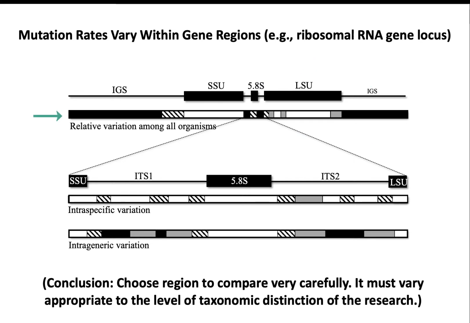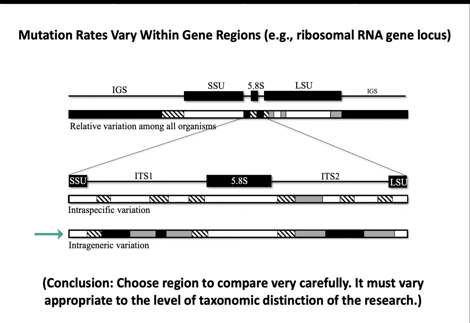If you look relative to all organisms, then the small subunit and the large subunit, especially some parts, are highly conserved, whereas other regions in black are quite variable and can't be used at broad taxonomic ranges. If you look at that closer and look at just the ITS region, then you have regions that vary little at the species level, interspecific variation, and you can use those to determine species.